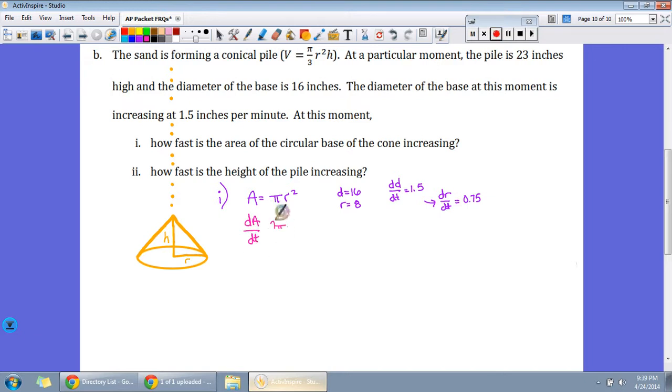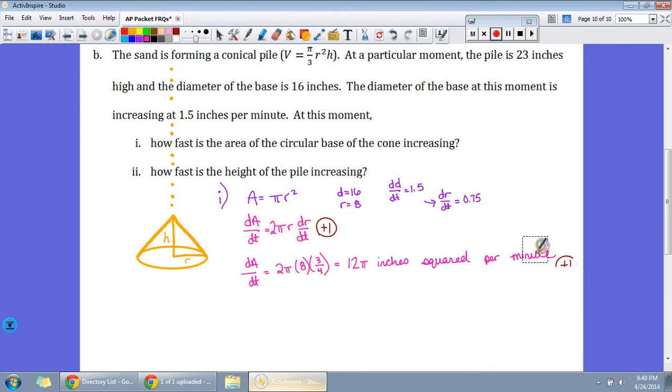So dA/dt equals 2 pi r dr/dt, and that derivative is worth a point. When you plug in your radius and you plug in your dr/dt, that equals 12 pi, and that is your rate at which the area of the circular base of the cone is changing or increasing, and that is worth 1 point.